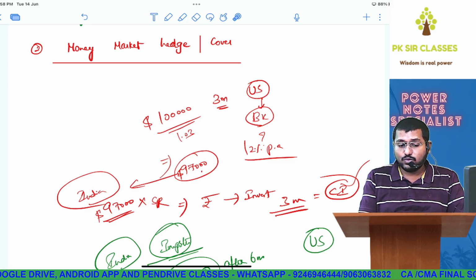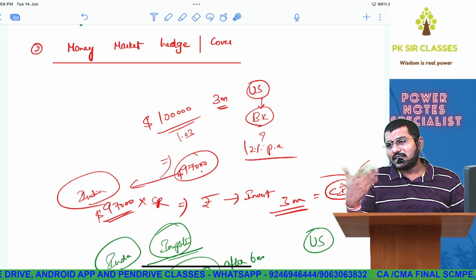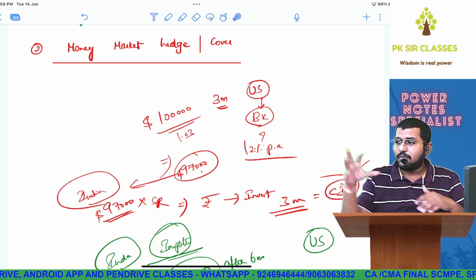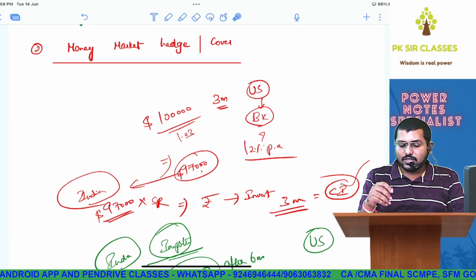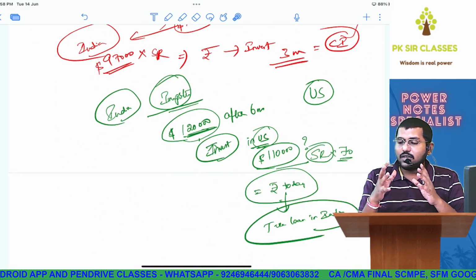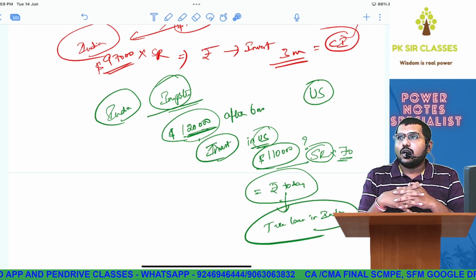Okay, this is for whom? Exporter. Exporter means obviously you'll be receiving money, that's an asset. Therefore, we create a liability by borrowing from a US bank, correct? Now, if you are an importer, what happens? I gave you an example. $120,000 you have to pay after how many months? 6 months. So what do I do?